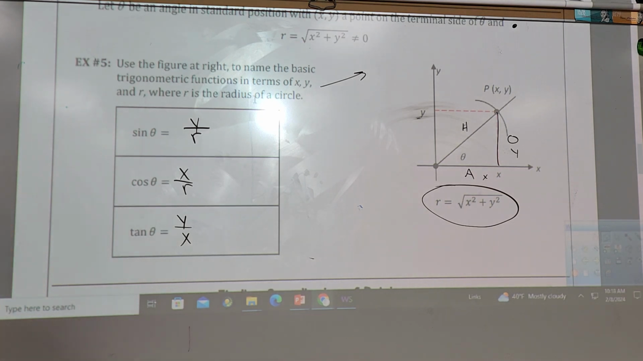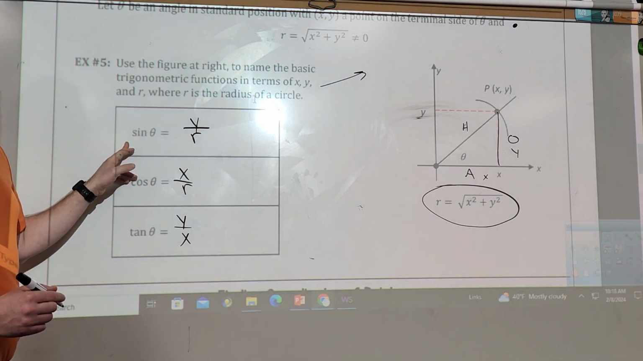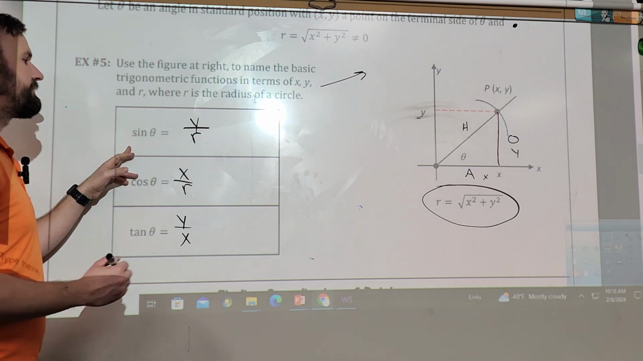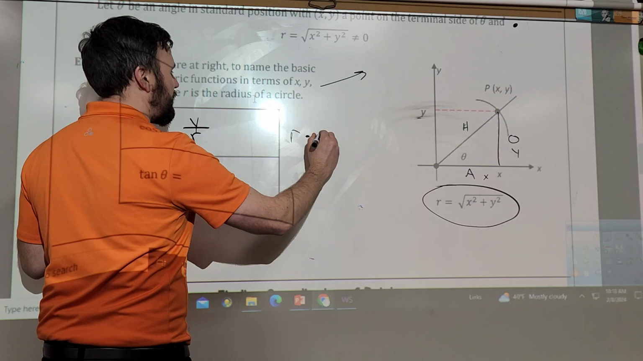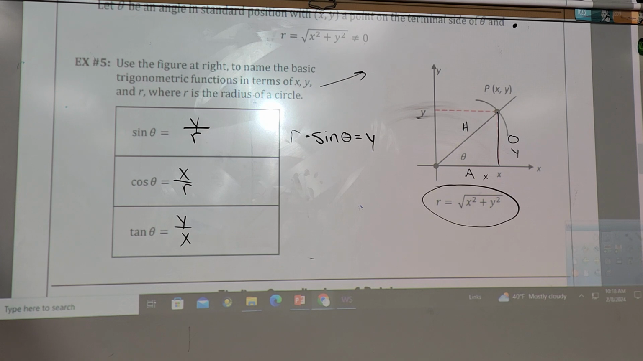Now I'm going to blow your mind. What does this actually mean in the context of going in reverse? Can I solve for y with this equation? What would you do to both sides? Multiply by r. So could I say my radius times sine of theta will equal my y coordinate? If I'm given a radius and an angle, could I come up with an xy coordinate for it? That's called the component form of a vector.